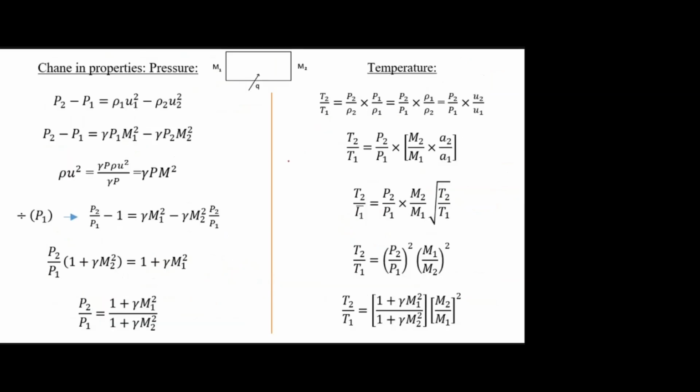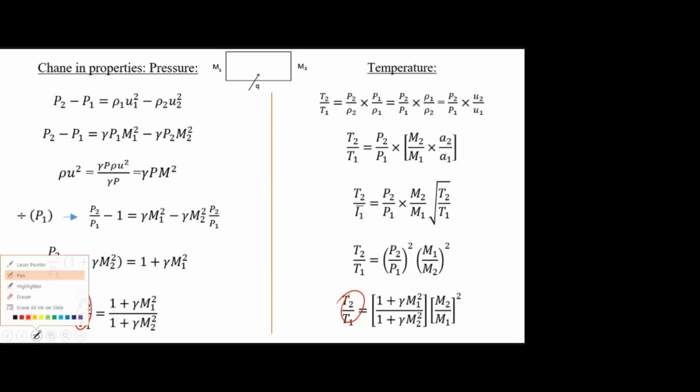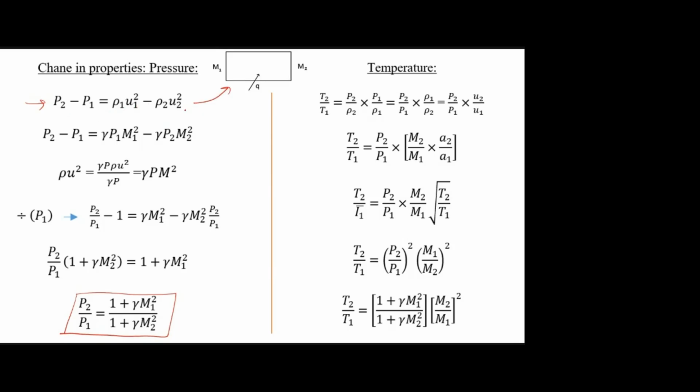The next one we are going to find is the static properties: pressure, temperature, density, then the stagnation properties P naught 2, T naught 2, and so on. So to find P2 by P1, I'm starting with the momentum equation. P plus rho V square is equal to constant. Apply that here, and you will get this equation. But in the final term, I want only gamma, M1 and M2. There is no rho term, u term, etc.